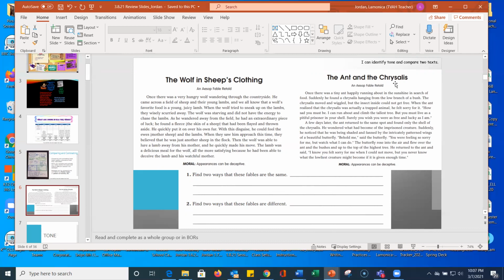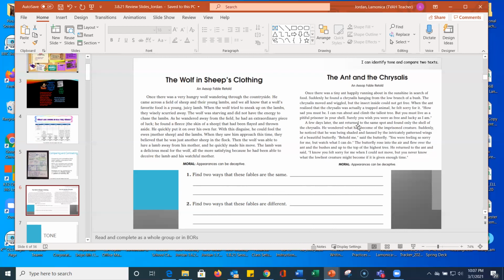The Ant and the Chrysalis, an Aesop fable retold. Once there was a tiny ant happily running about in the sunshine in search of food. Suddenly he found a chrysalis hanging from the low branch of a bush. The chrysalis moved and wiggled, but the insect inside could not get free. When the ant realized that the chrysalis was actually a trapped animal, he felt sorry for it. "How sad you must be. I can run about and climb the tallest trees, but you must live as a pitiful prisoner in your shell. Surely you wish you were free and lucky as I am."